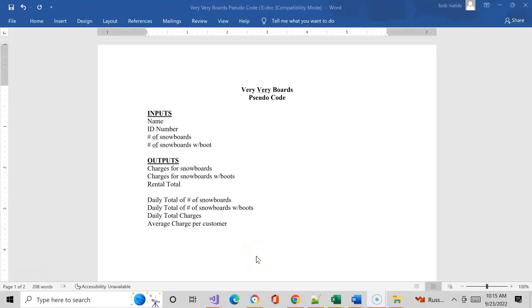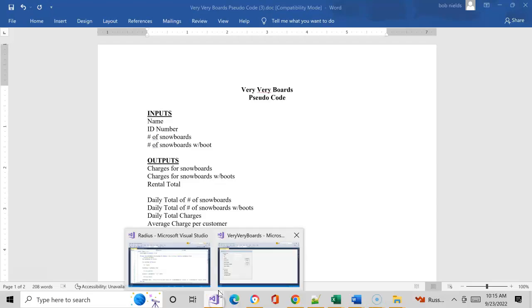Okay, so we're looking at part two here of solving this problem. I went ahead and reorganized my inputs and my outputs. So I have my inputs still, and I have my output sitting here in regards to the order in which I want to do this in. Again, charges for snowboards, charges for snowboards with boots, and rental total.